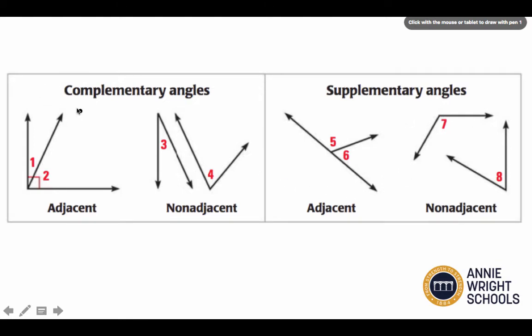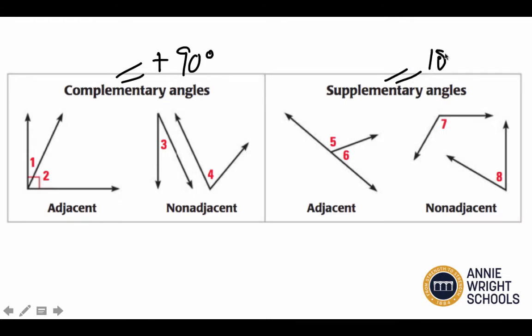Another definition, complementary. Complementary angles are angles whose measures add to 90 degrees. Supplementary angles are angles that add to 180 degrees. Those terms are very important and things you should keep straight.